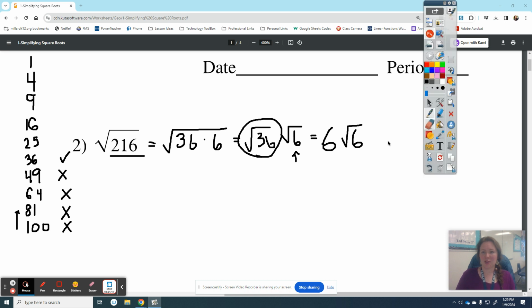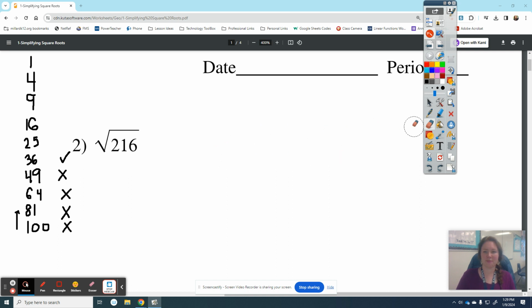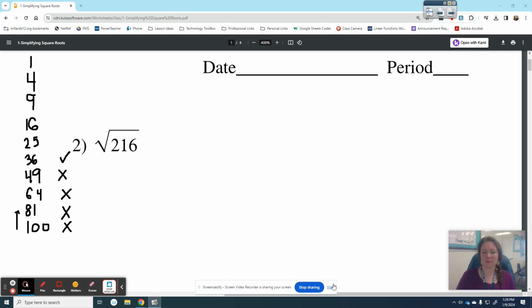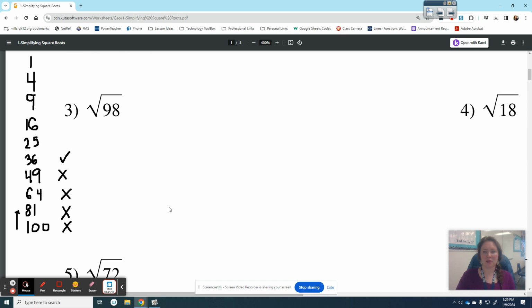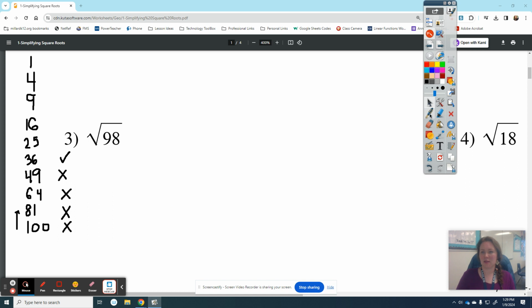Okay, let's go ahead and do some more. Okay, square root of 98. Now, same process. I'm noticing though that guess what? 98 is smaller than 100, so I don't even need to do 100. Anything bigger than my number is not going to work out. So I'm going to skip 100 and let's go straight to 81.